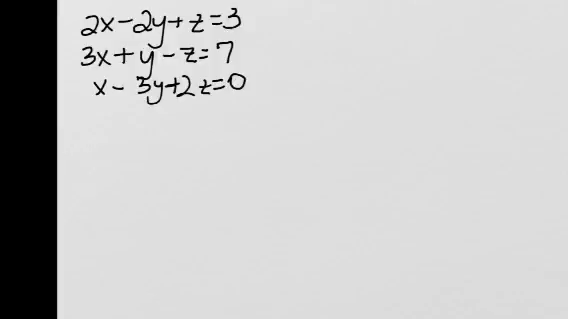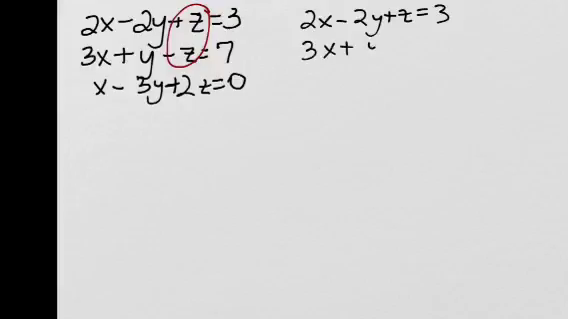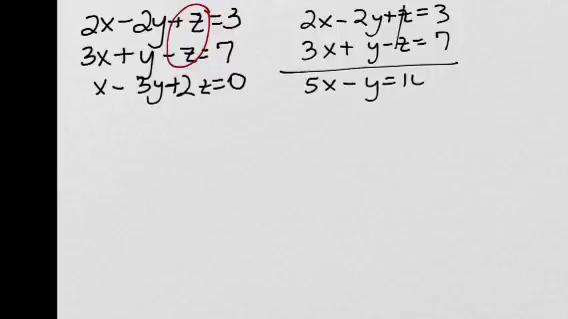Problem 3 is asking us to solve a 3-variable system of equations. The first thing I notice is that the z's cancel in the first two equations, so I'm going to start with that. 2x minus 2y plus z equals 3. 3x plus y minus z equals 7. The z's eliminate. I get 5x minus y equals 10.